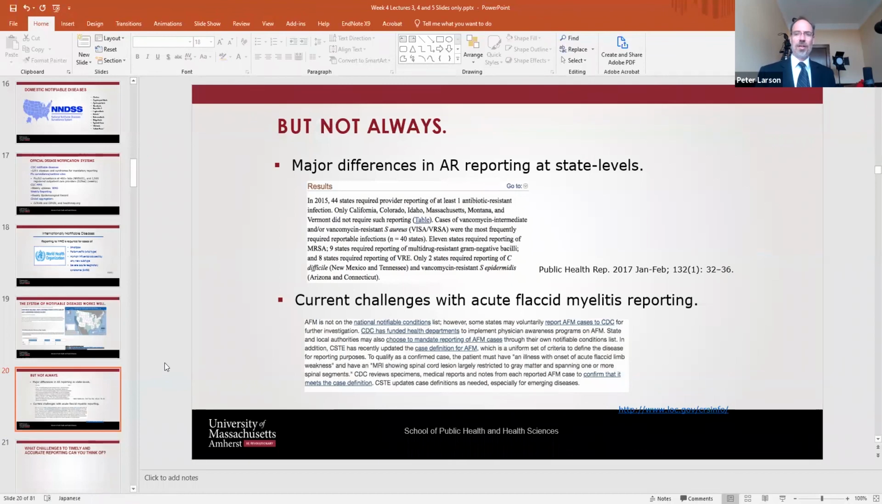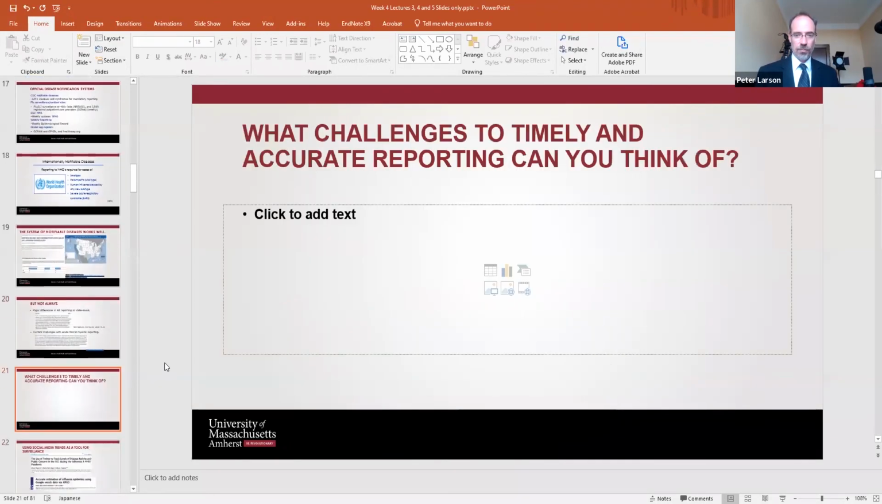And sometimes it doesn't work. There are going to be major differences in acute respiratory infections reporting at state levels. Some areas are better than others. Yeah, it varies state by state. We live in a unique country, where so much of these powers are delegated to the states and quality varies. But we're obviously pushing to have consistency around the country. So I guess the question is what sort of challenges to timely and accurate reporting can you think of? I'm interested in hearing what you think.